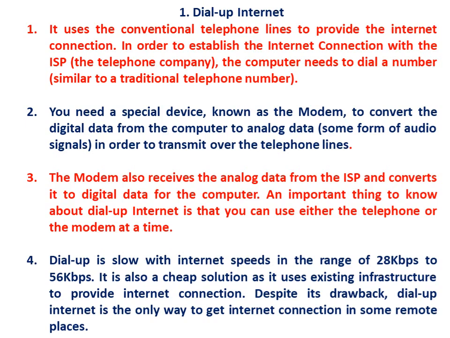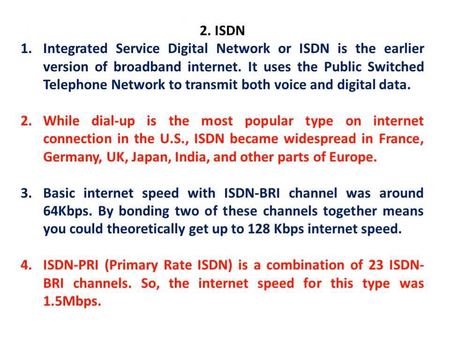The fourth point states that the internet speed was slow because all types of conversion were needed, and the speed ranges from 28 kbps, kilobits per second, to 56 kbps. After dial-up internet, ISDN was introduced, and the acronym for ISDN is Integrated Services Digital Network. It is the earlier version of broadband internet, and it made use of the public switched telephone network to transmit both voice and digital data.